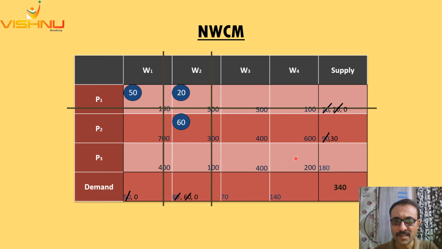Now we are left with a further revised matrix where the northwestmost corner is P2 W3, and hence this is the cell to be identified. We have a maximum of 30 units in the row and 70 units in the column, and hence we are able to identify for transportation a maximum of 30 units. The row total gets reduced by 30, comes down to 0, and the column total comes down to 40 from 70.